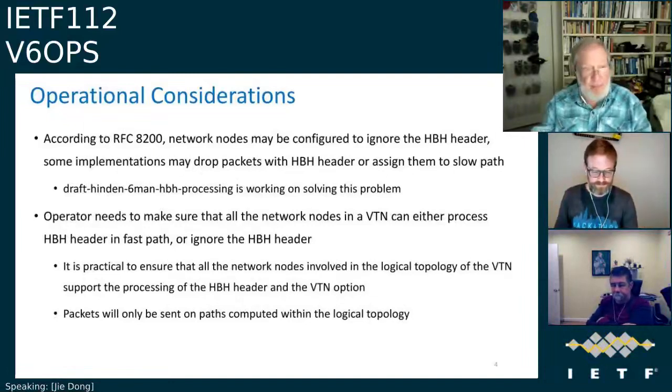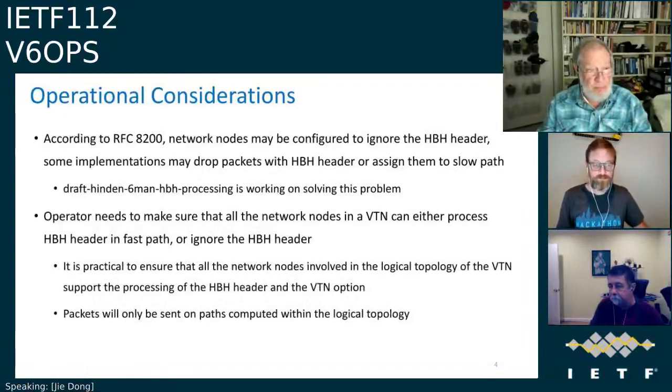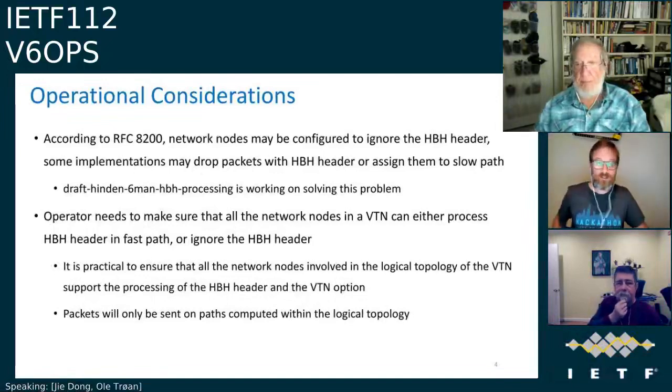So a practical approach is to ensure that all the nodes involved in the logical topology of the VTN can support the processing of the hop-by-hop header and the VTN option. And this ensures that the packets will only be sent on the path computed within the logical topology. So that's all I want to introduce as the use case to this working group. And by the way, we have requested an adoption call in the 6man working group. Thank you.